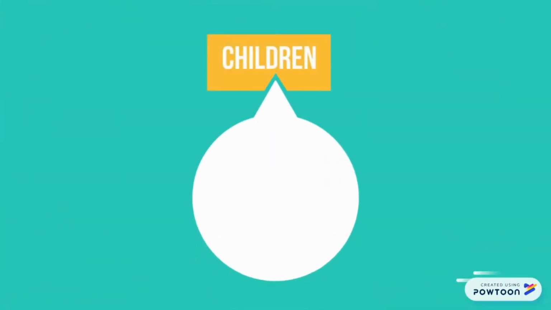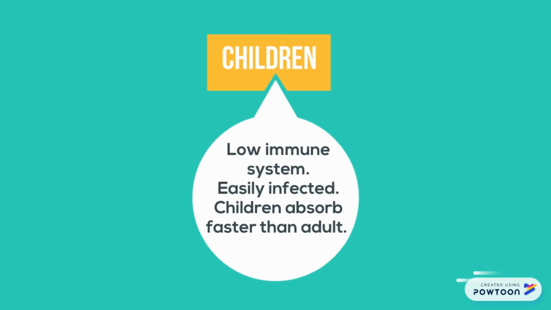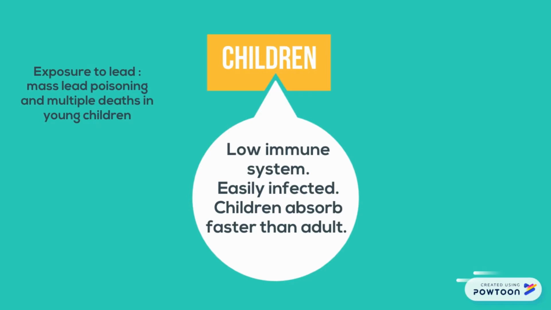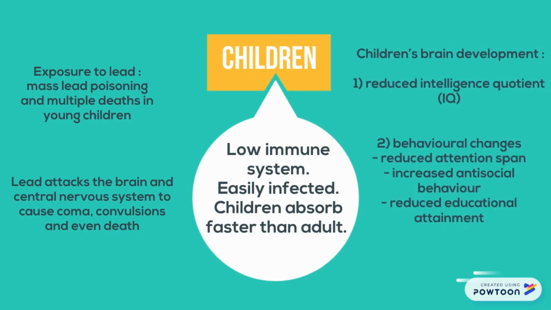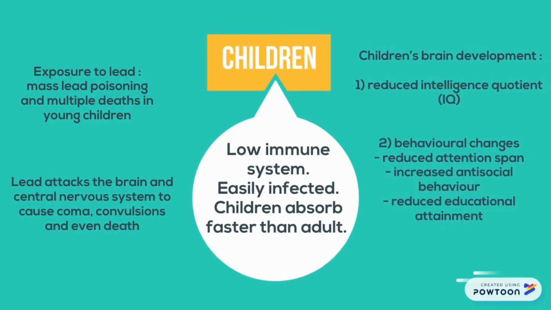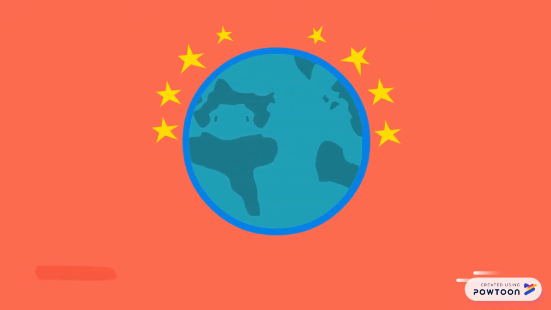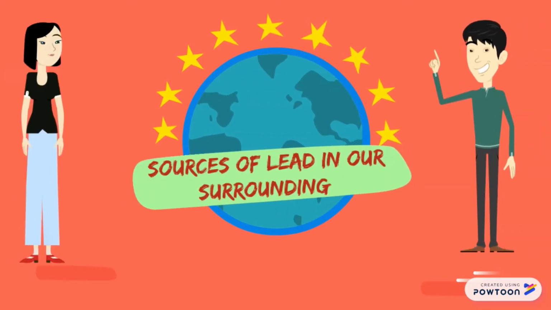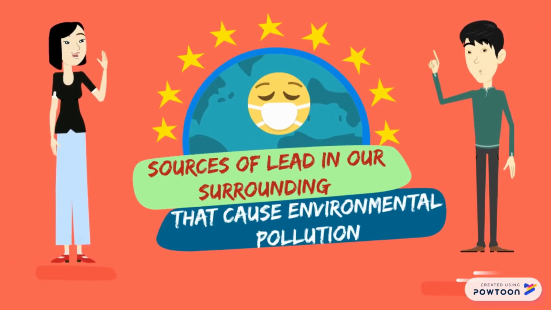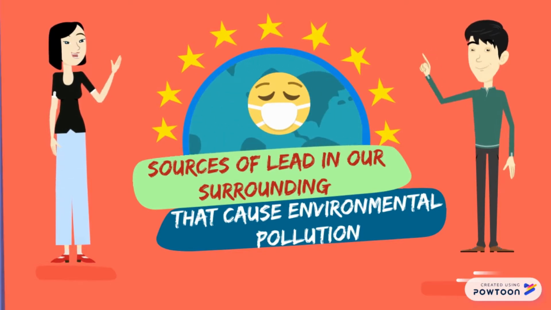Children have a low immune system and are easily infected, and children absorb lead faster than adults. Exposure to lead can cause mass food poisoning and multiple deaths in young children. Reduced intelligence quotient and behavioral changes are the effects of lead exposure on our children. Lead can also cause pollution, such as air pollution and water pollution. In our surroundings, there are sources of lead that lead to environmental pollution.